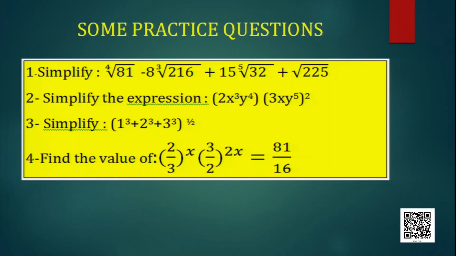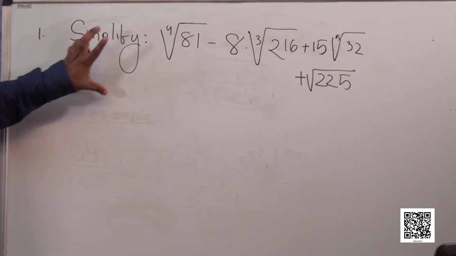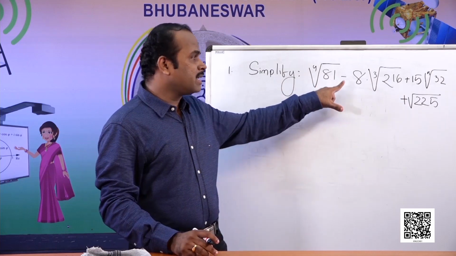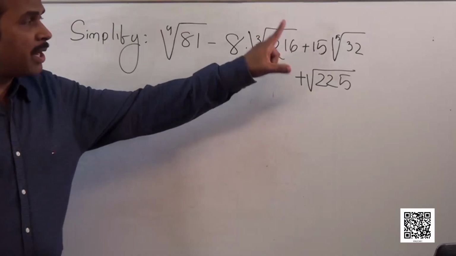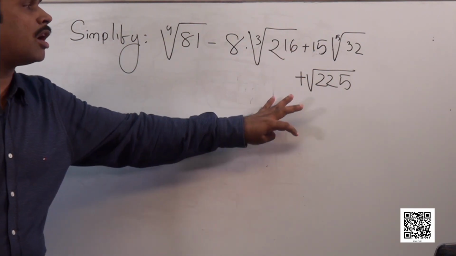If I write, to simplify an expression: 4th root of 81 minus 8 into cube root of 216 plus 15 into 5th root of 32 plus square root of 225. So this is my expression: 4th root of 81 minus 8 into cube root of 216 plus 15 into 5th root of 32 plus under root of 225.